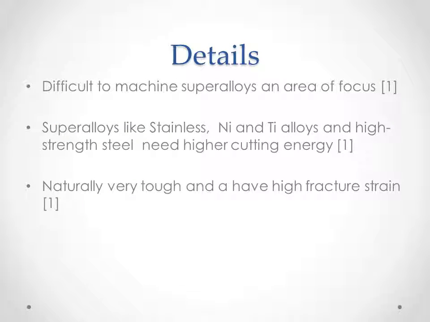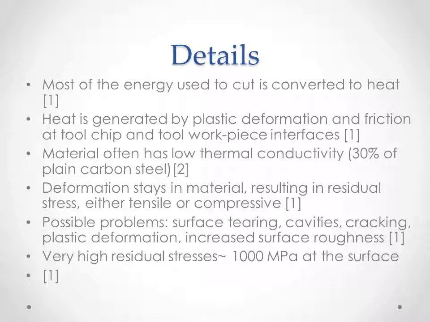Now we delve into some details. Generally, like I mentioned at the beginning, these materials are difficult to machine. Normally they're referred to as super alloys, and they include things like stainless steel, nickel and titanium alloys, or even high-strength steel. These all need higher cutting energy, they take a lot of deformation energy to cut. They're naturally very tough and have a high fracture strain. Most of the energy used to cut these materials is converted to heat. This is not rocket science, but we're going through the basic details here. The heat is generated by the plastic deformation and the friction at the tool-chip and tool-workpiece interfaces.